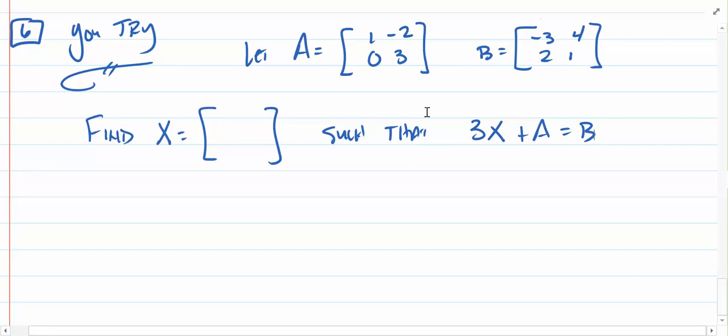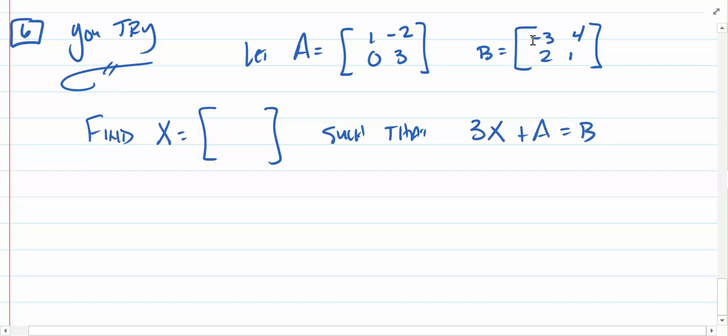So let me explain the U-try, right? I'm giving you two matrices. A is a 2 by 2, and B is a 2 by 2. I would like you to find a matrix X, a 2 by 2, such that 3 times the matrix you find plus this matrix A, which is defined, would give you matrix B, which is also defined.